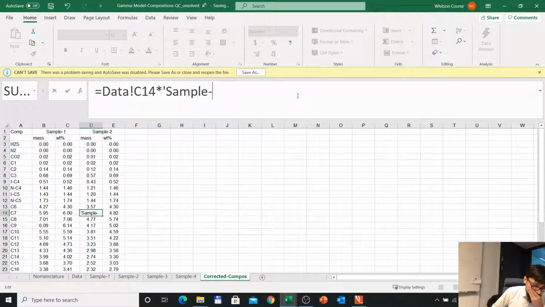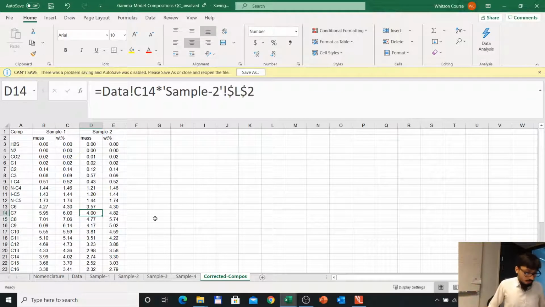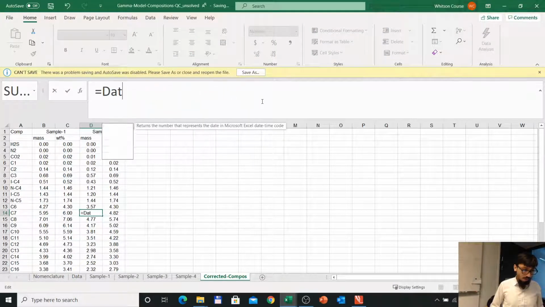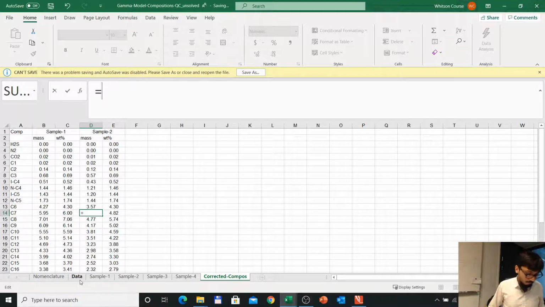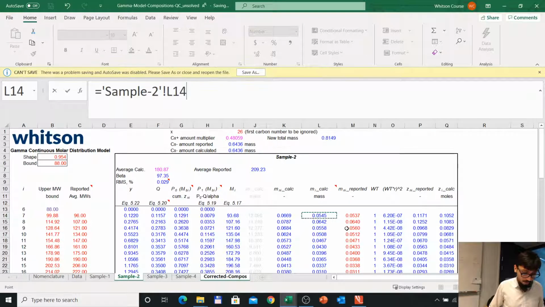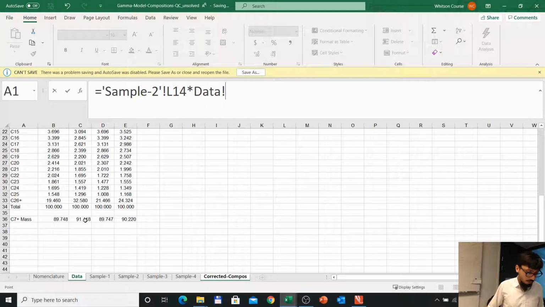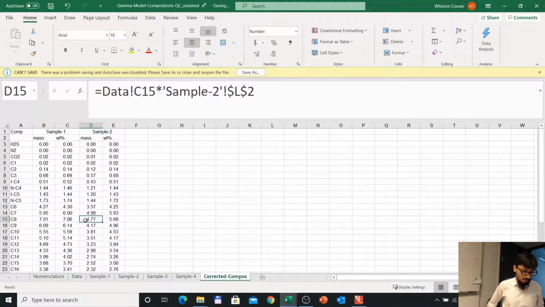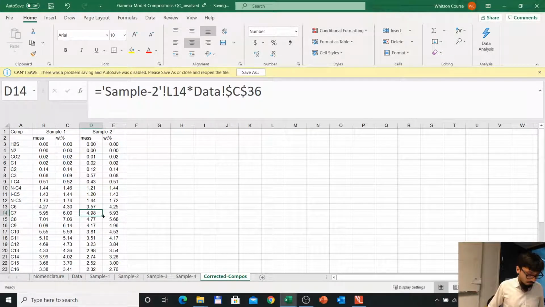What are we doing here? So this has to be exactly the same, and then for C7 plus, we have this sample 2 calculated mass multiplied by, go to the data sheet and use this mass here, and then just drag it down.